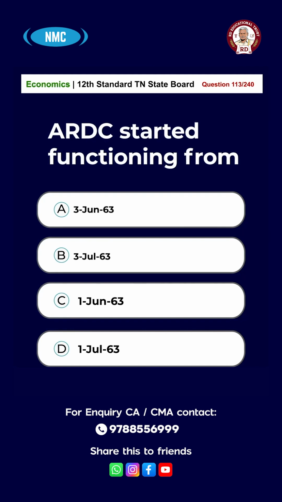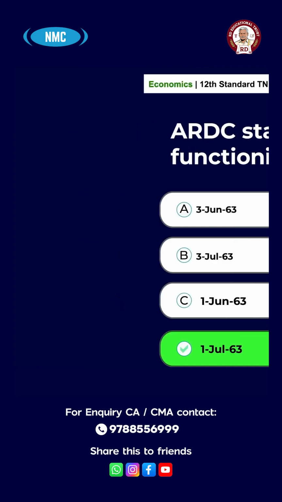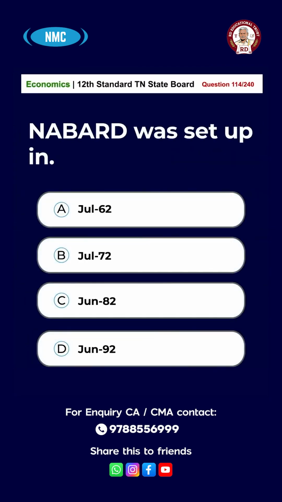Question number 113. ARDC started functioning from option A. 3 June 63, option B. 3 July 63, option C. 1 June 63, option D. 1 July 63. The answer is option D. 1 July 63.